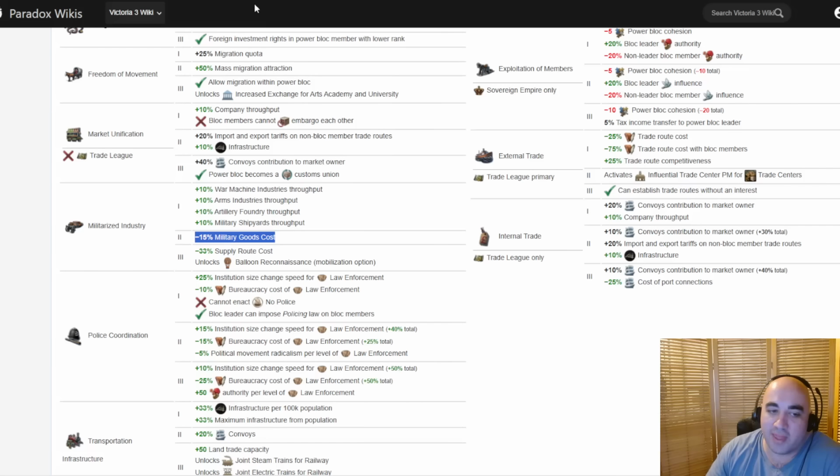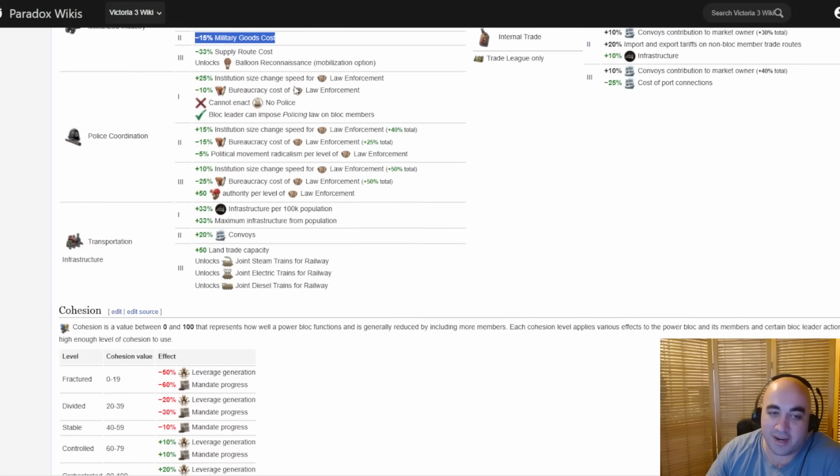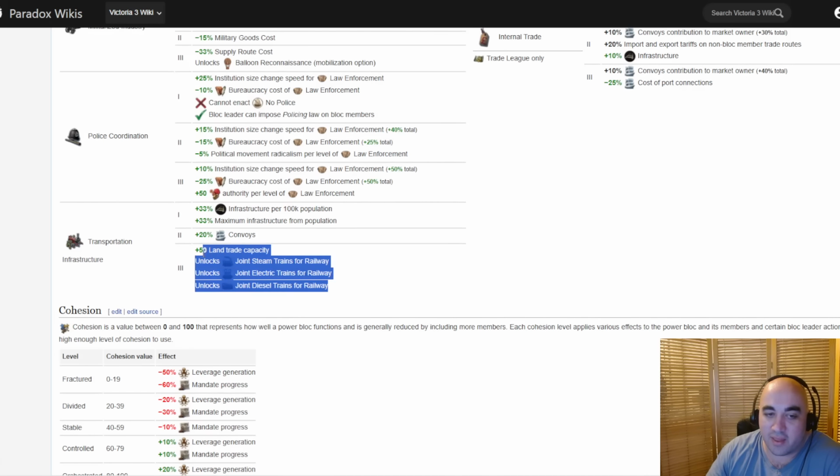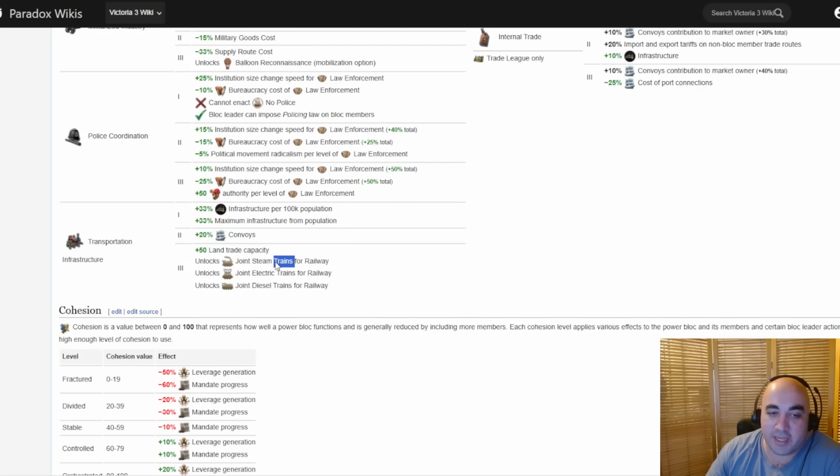And next up, we have one that is almost good, but is just kind of not there, and that's transportation infrastructure. Now, we're not going to pull out the PMs for all of these, but roughly speaking, each of these is 20% more efficient than the base railway, which is pretty good for joint electric and joint steam. However, it's like 25% more efficient on diesel trains, which is pretty nice, actually. I think the main attraction is the better PMs. 20% more convoys is also a pretty strong modifier, but the land trade capacity is also not nothing. If you're running a bunch of land trade routes, this could be kind of okay-ish.